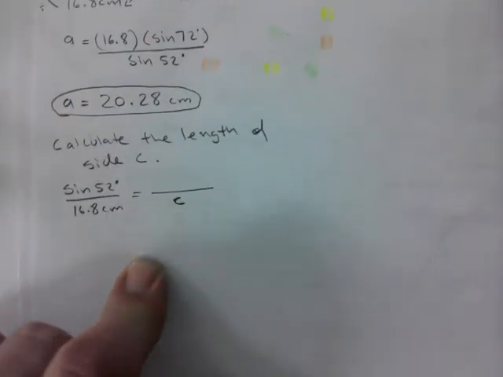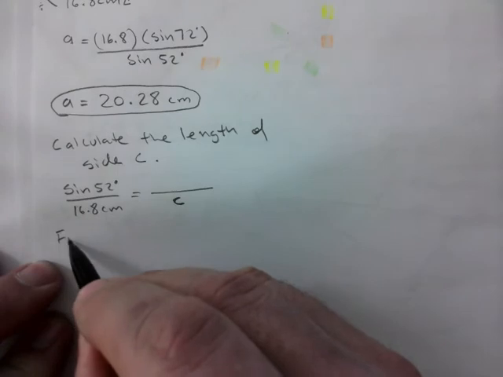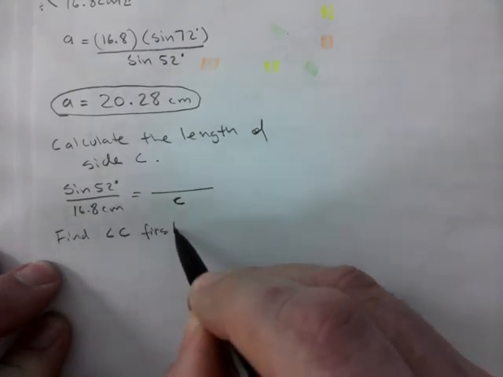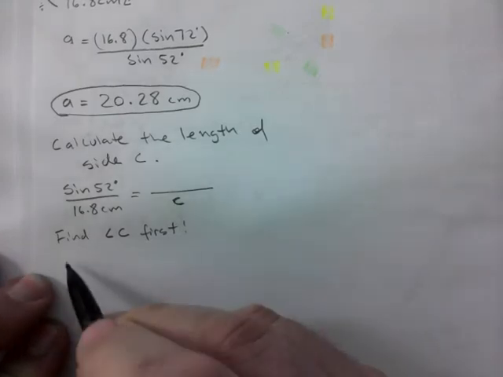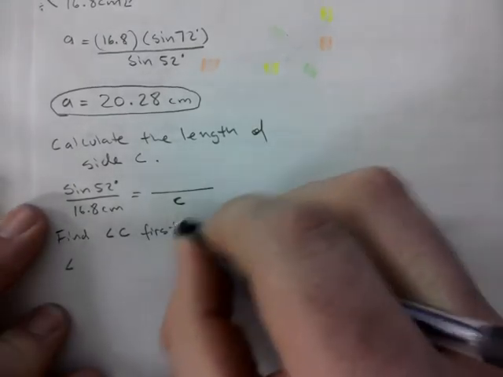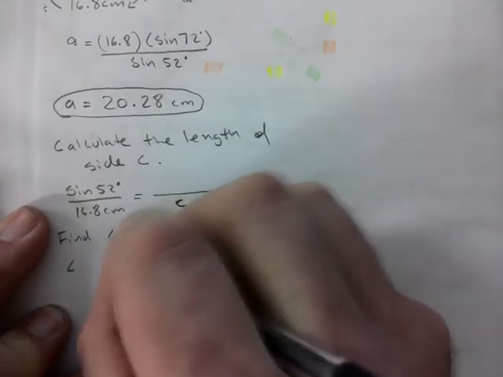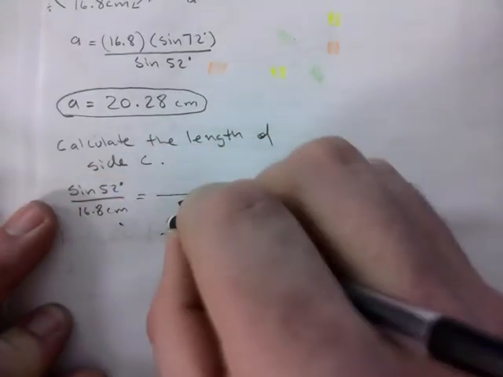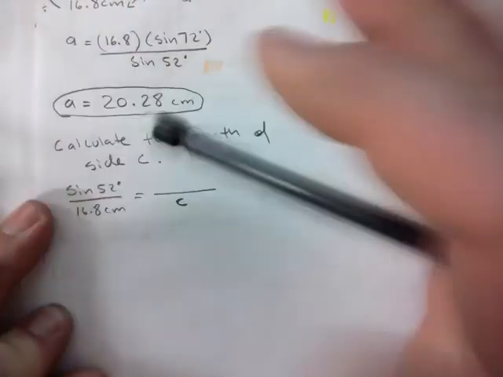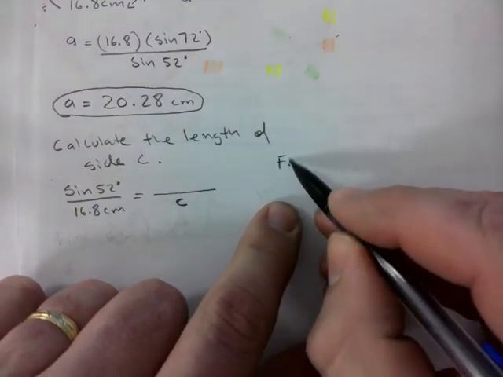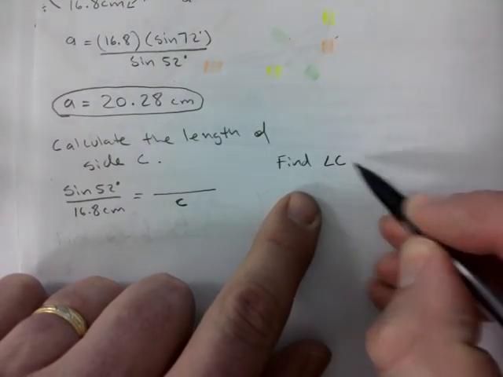Okay, so this is what I'm going to do here. Find angle C first. Okay. Sorry, I'm going to make you erase it. I don't want that there. Sorry about that. I'm going to do it on the side. Find angle C first.